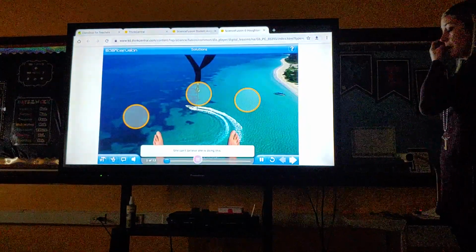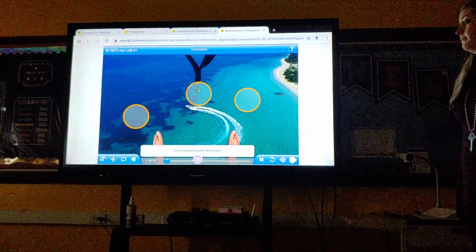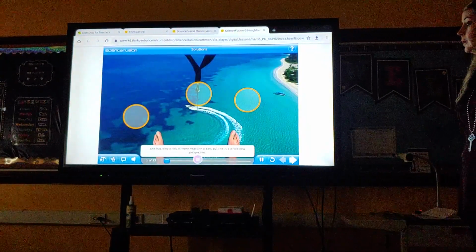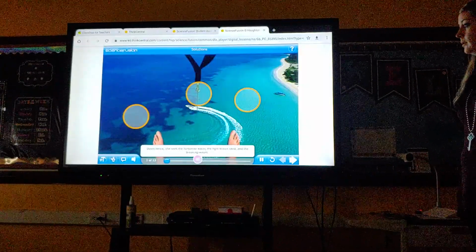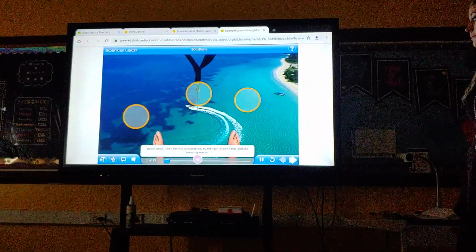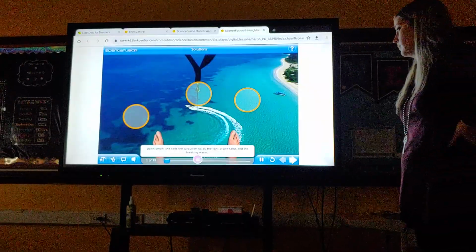She can't believe she is doing this. She is parasailing over the ocean. She has always felt at home near the ocean, but this is a whole new perspective. Down below, she sees the turquoise water, the light brown sand, and the breaking waves.